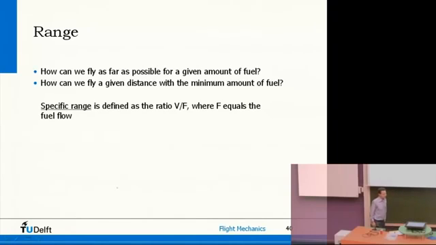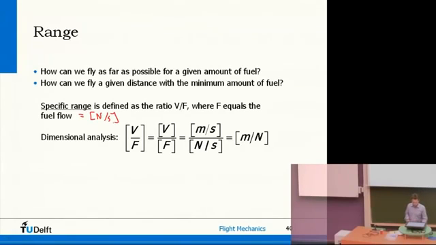Now there's a parameter you can define, and that is called specific range, airspeed divided by fuel flow. And fuel flow is usually expressed in newtons per second. So an amount of fuel per second that is being burned. Now, the question is, why would you define this strange ratio?